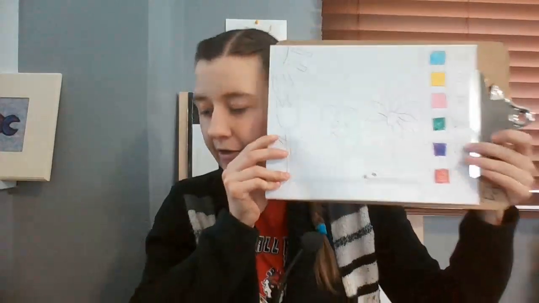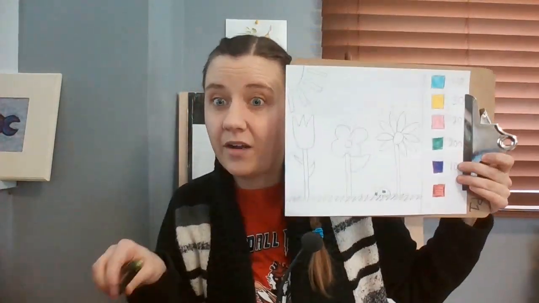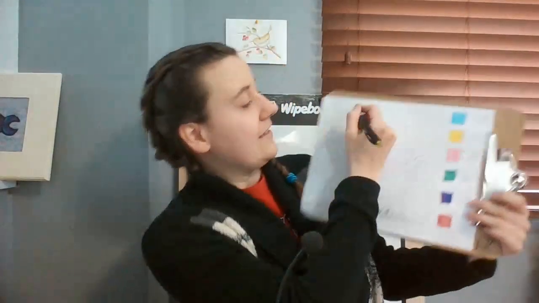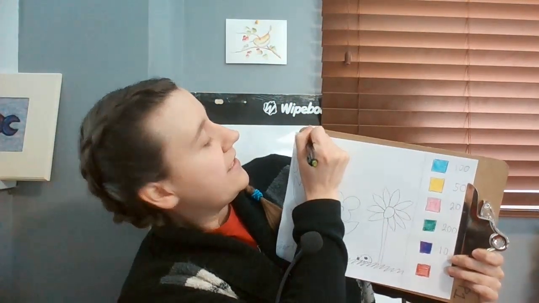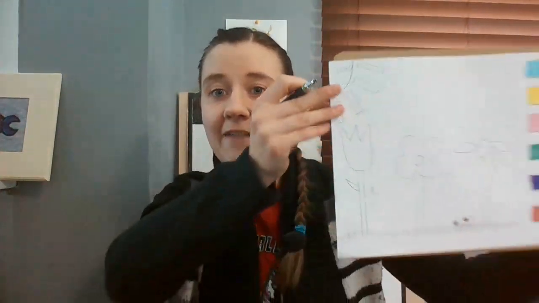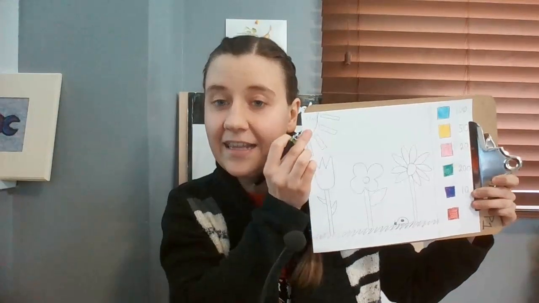So, I know, let's do an easy one to start. I know that 50 plus 0 equals 50. So I have to color that section in yellow. Now I don't want to do 50 plus 0 for all of them.